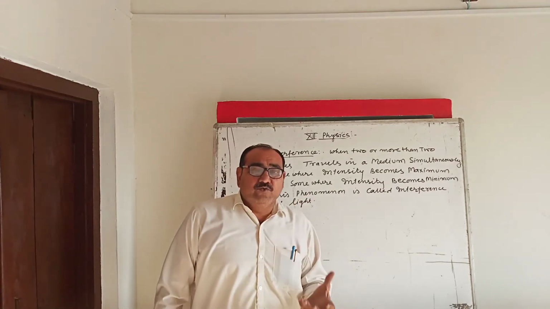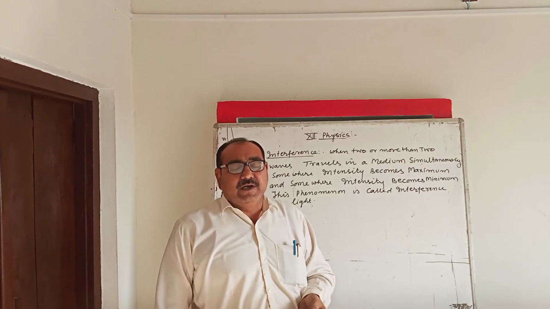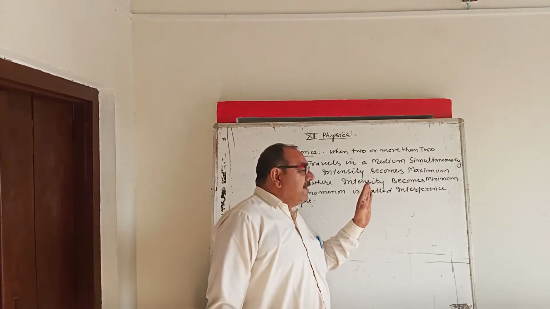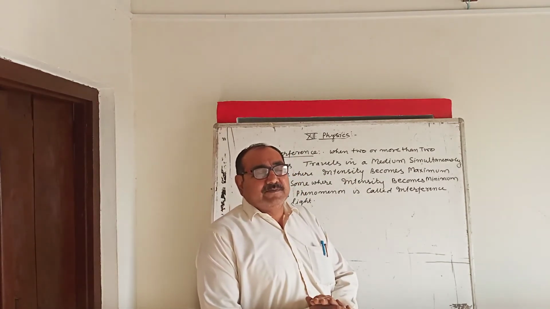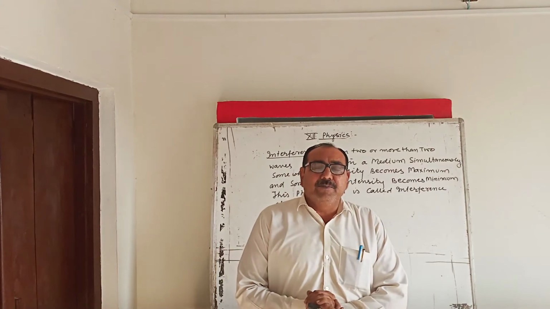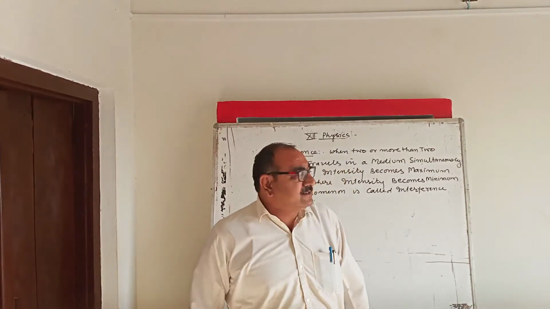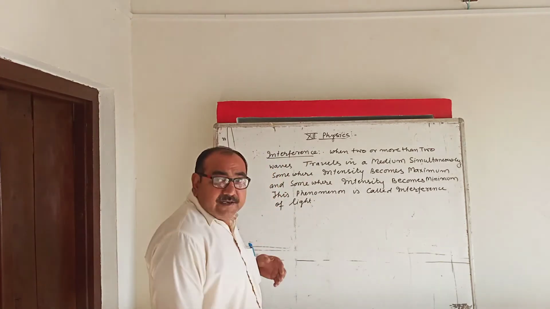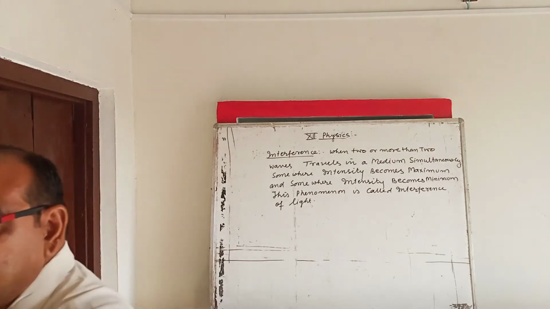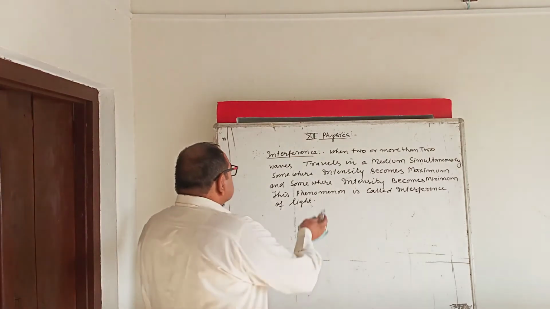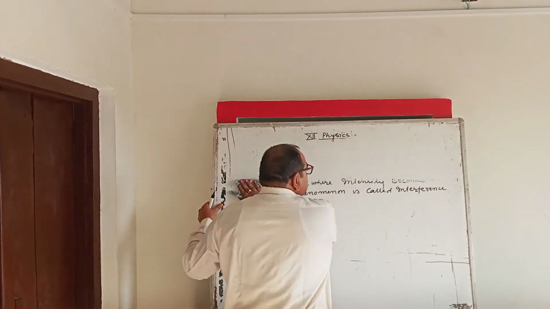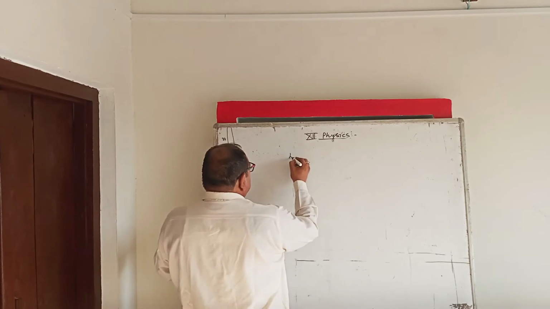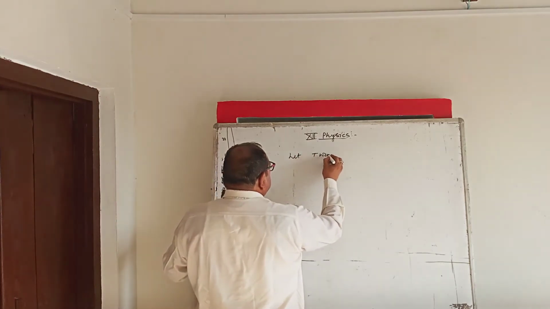When two or more than two waves travel in a medium simultaneously, at some points in the region intensity becomes maximum and at some points intensity becomes minimum. This phenomenon is called interference. Now I prove it mathematically. For this, I take two waves.